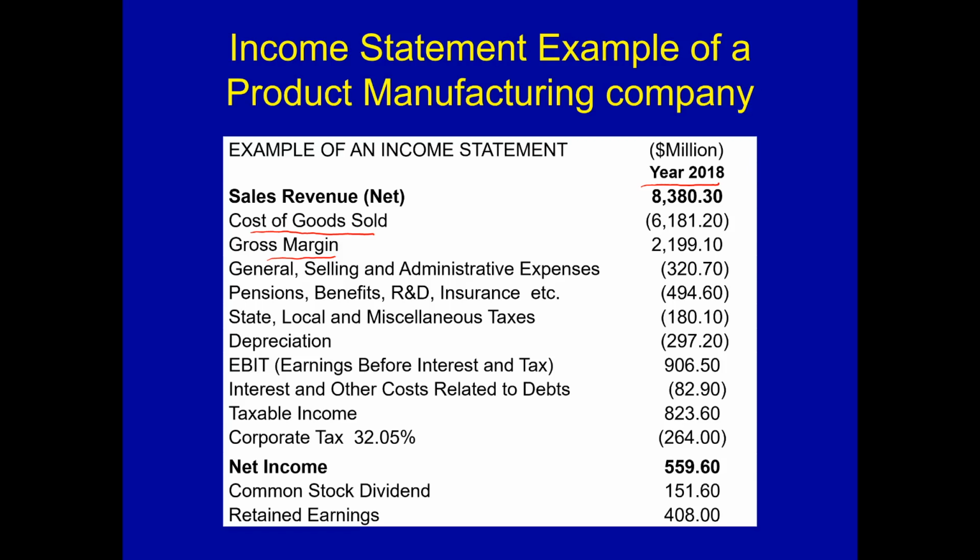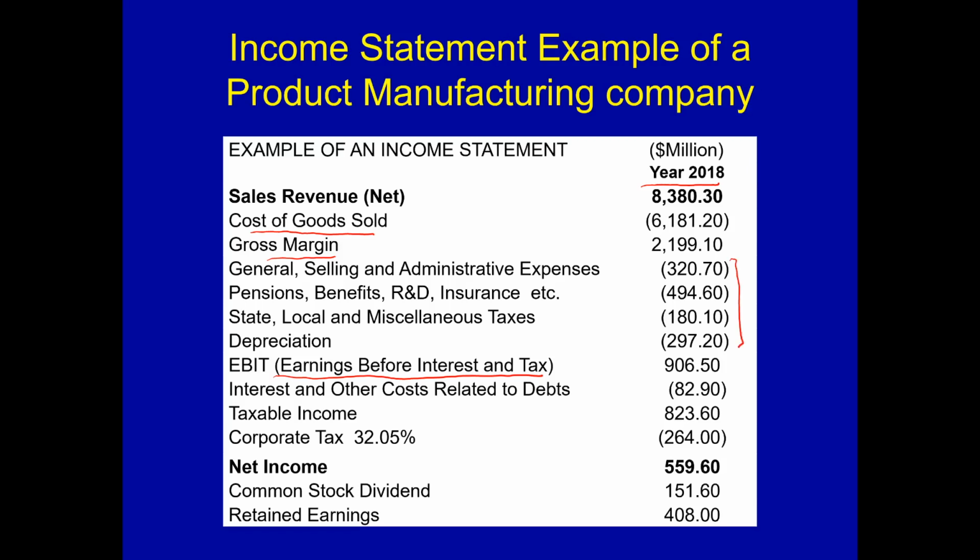All right. Then we have other expenditures like general, selling, and administrative expenses, again shown in parentheses, denoting the fact that these are negatives. Pensions, benefits, R&D, insurance, etc. are there. State, local, and miscellaneous taxes are there, and then depreciation is there. All are negative. And then we have the earnings before interest and tax, EBIT, which is gross margin minus these expenditures.